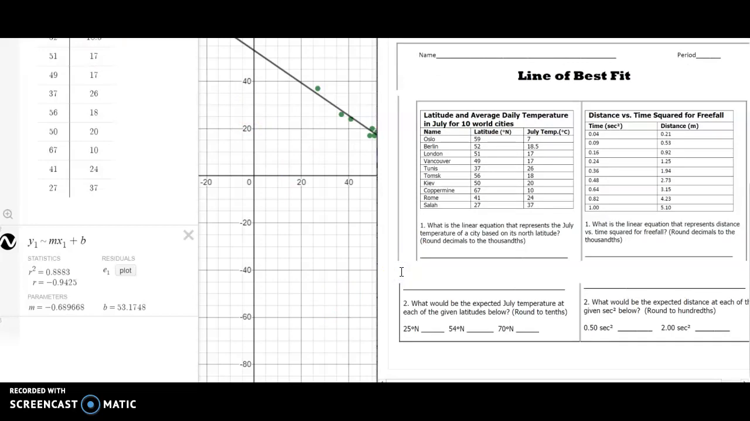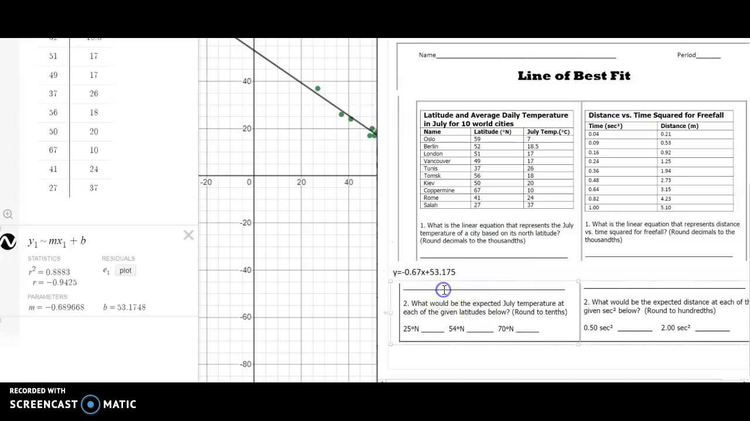So let's see, it's going to be y equals, and our m is negative 0.689, and that 6 bumps up the 9, so it's going to be 0.67 because it wants us to round to 3 decimal places. The 6 bumps up the 9, which the 9 bumps up the 8. So it's negative 0.67x plus 53.75. All right, so here is our equation.